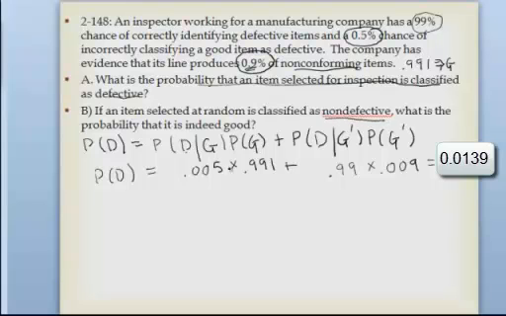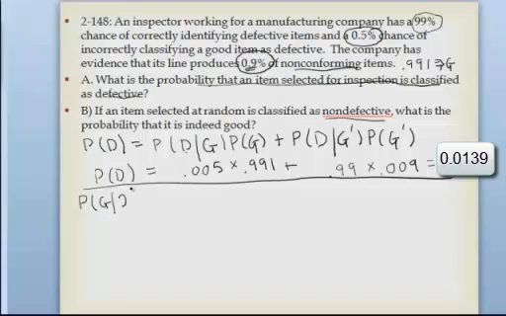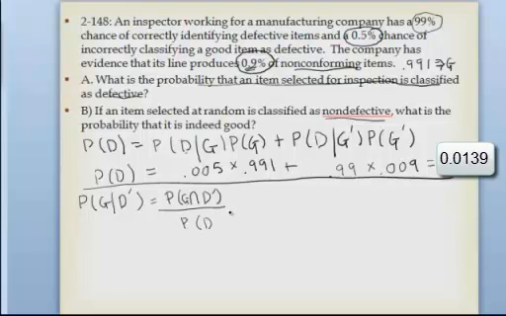Now, for part B, we want: if an item selected at random is classified as non-defective, what's the probability that it is indeed good? So we can say the probability, let's draw a little line here, that it is good given that it is classified as not defective. Well, okay, once we've written that down, we know what to look for. We're just going to say that's the probability of good intersecting with not defective over the probability that it is not defective.